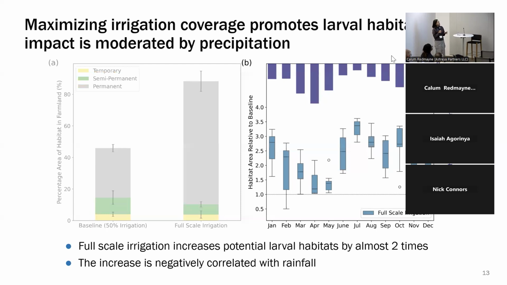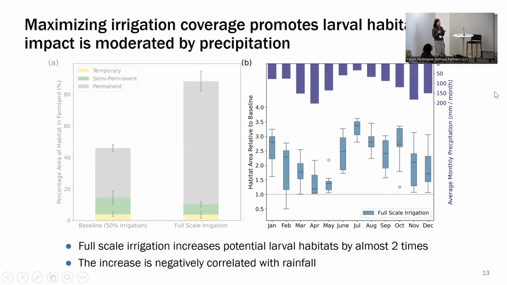In figure B on the right, we found that the ratio of habitat area between the 2 scenarios is lower during the wet months. And this trend is also observed in other groups of scenarios. So, this implies that rainfall is the dominant controlling factor for larval habitats, regardless of agricultural practices.